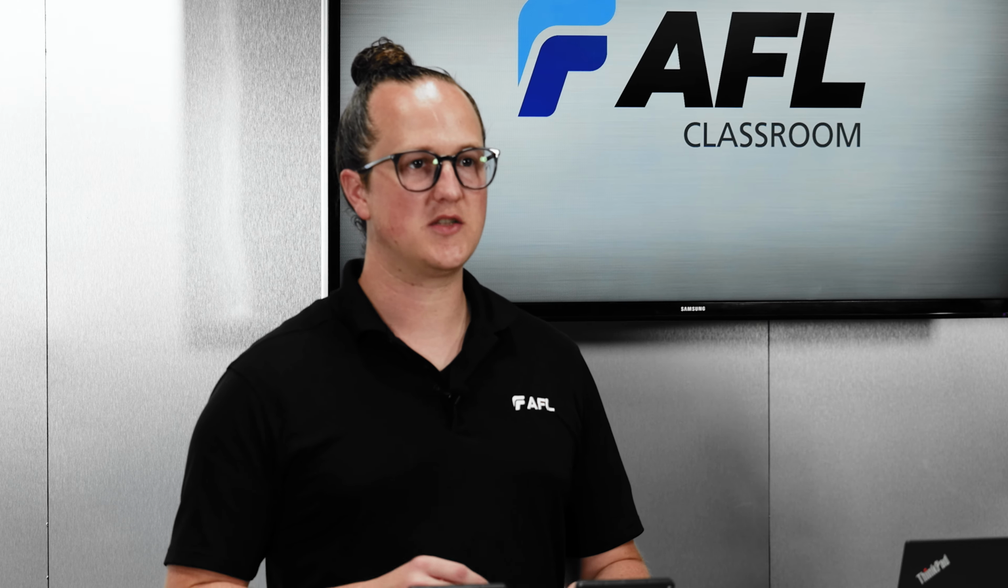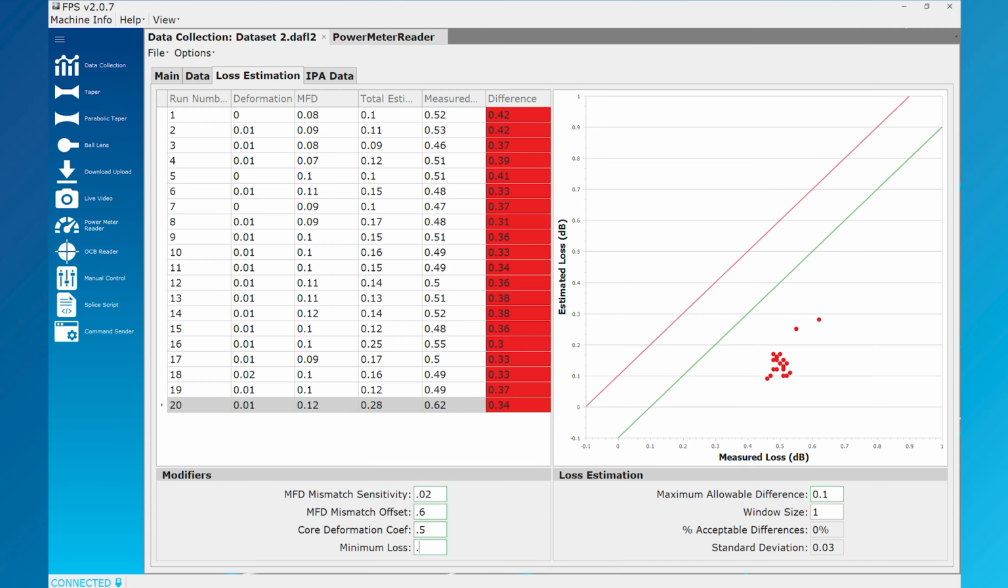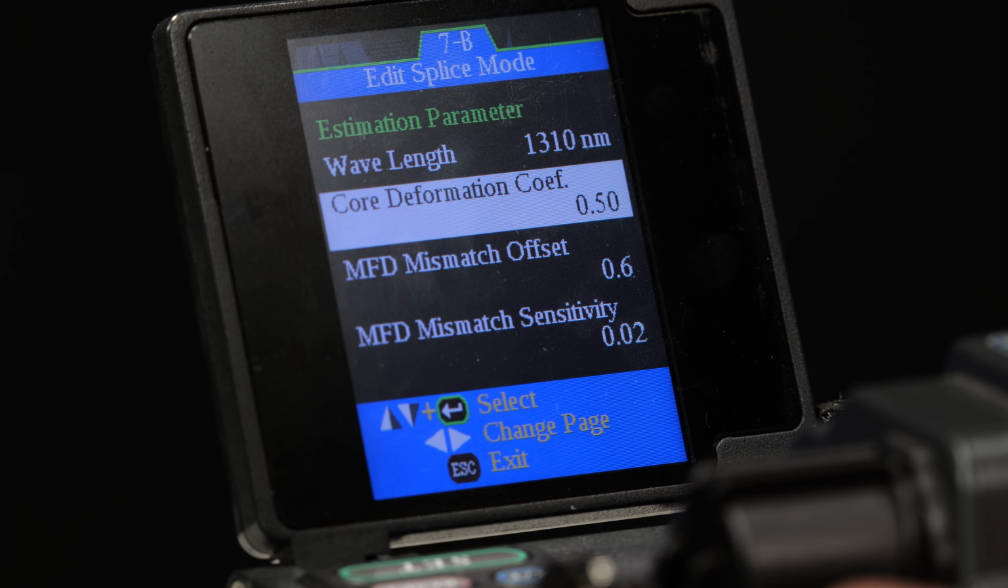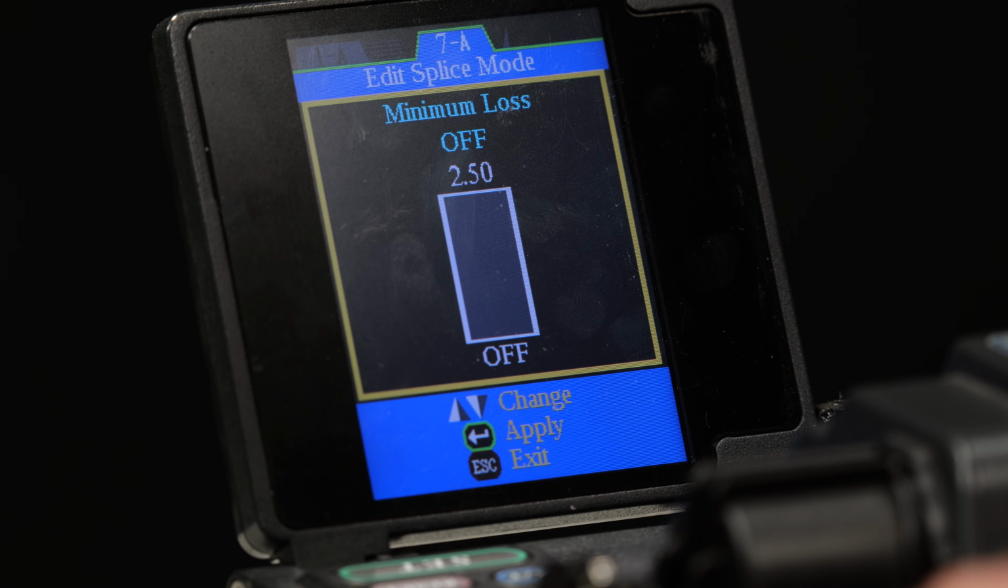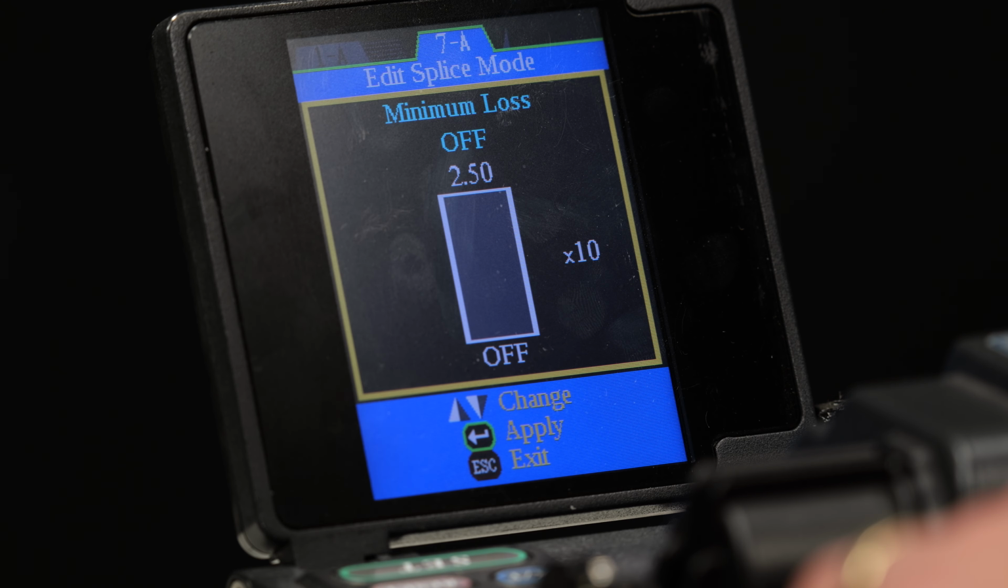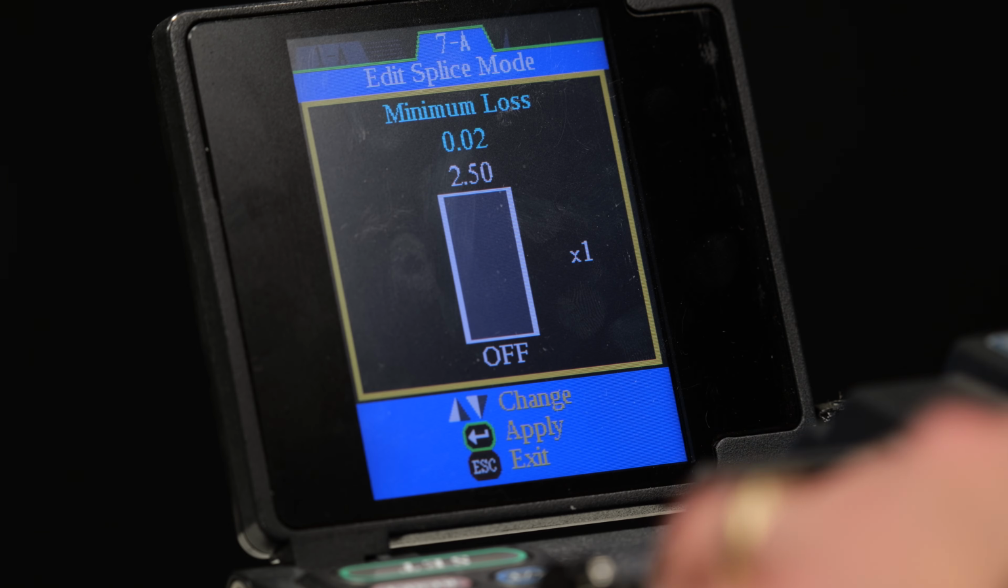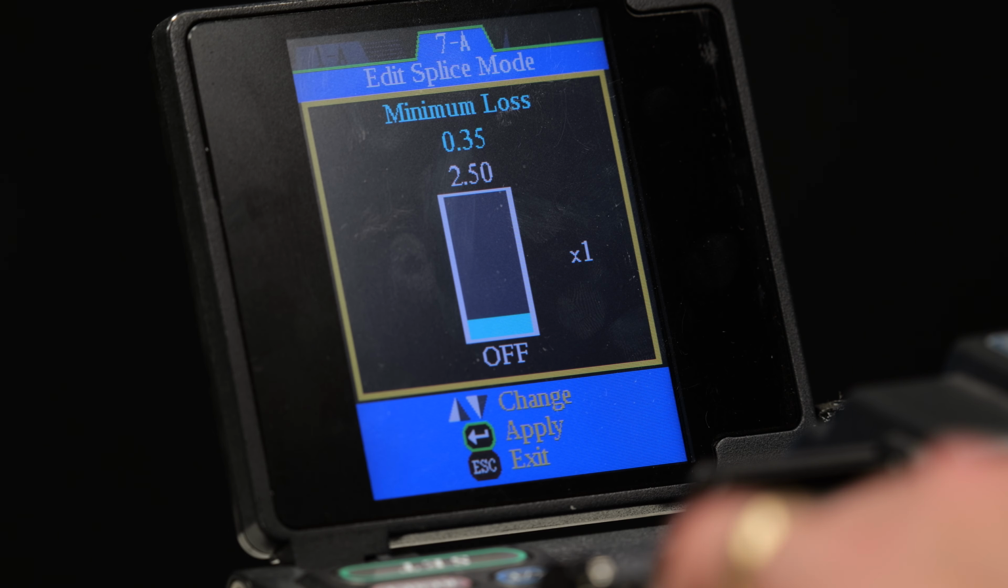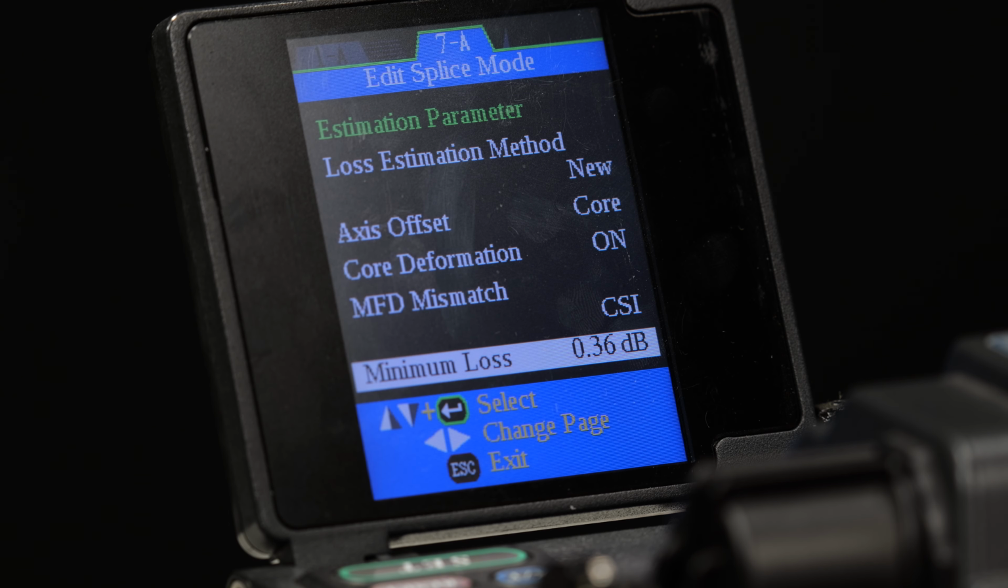The last FPS tool in your estimation tuning tool belt is the minimum loss parameter. On the graph, this applies a vertical offset to each data point. If there's always going to be a baseline amount of loss in the splice, this is where it should be accounted. The fundamental idea is that these parameters are supposed to be adjusted until you see the best fit behavior. So again, don't hesitate to spend some time sweeping through the different value ranges and experimenting with what the data looks like.